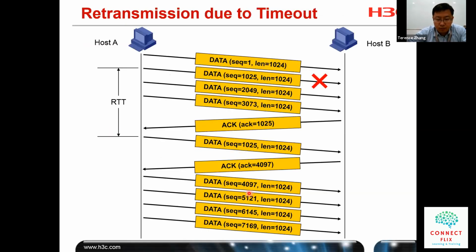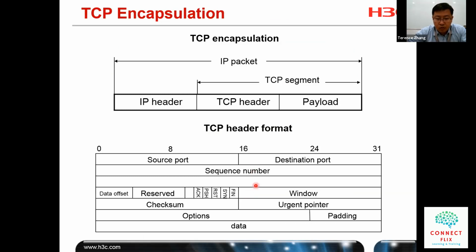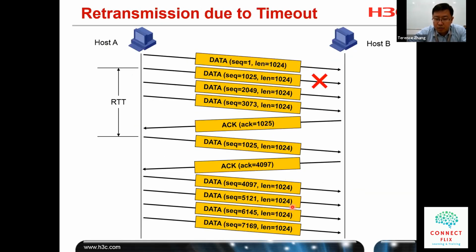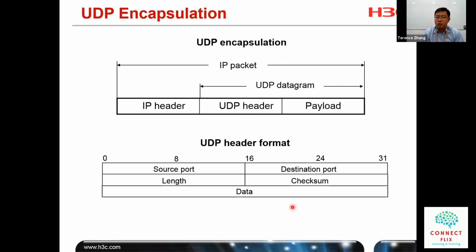Let's take a look. There's no flag, no window size, no sequence number, no data offset, right? Urgent pointer also none. So compared against TCP, you can see UDP encapsulation is pretty simple, and by using UDP, it only knows source and destination port. So the payload can be transmitted immediately. The advantage is that it is very quick, with no latency.